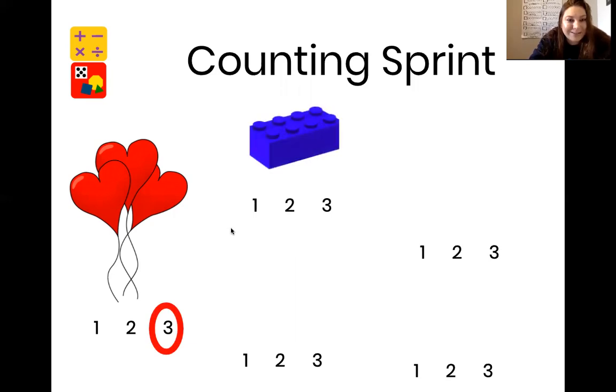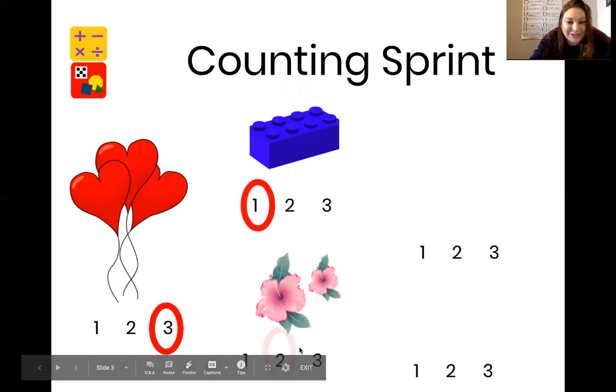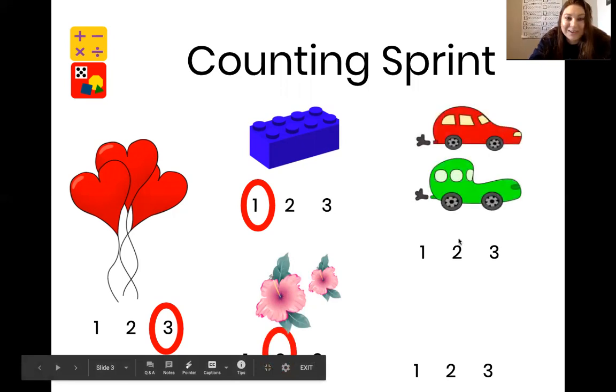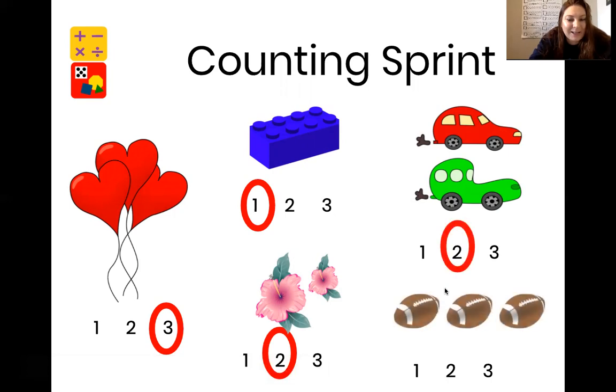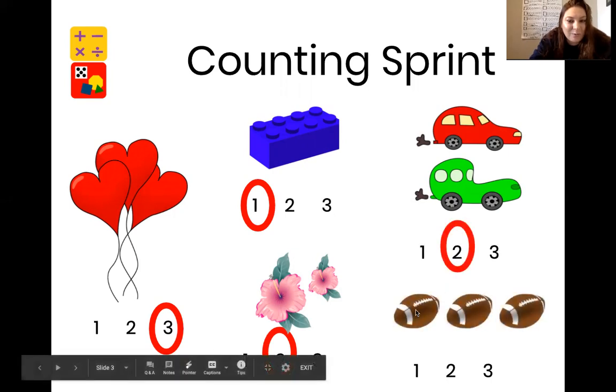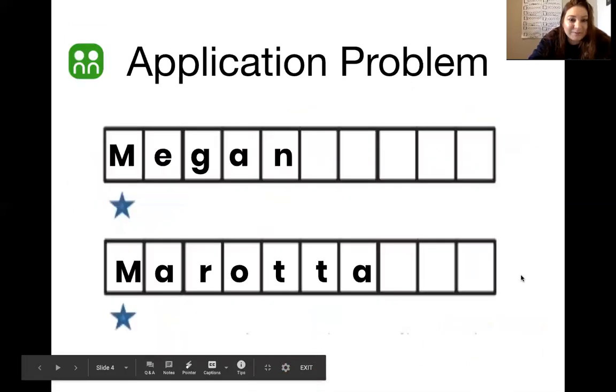Next picture. How many Legos? Yes, 1 Lego. How many flowers? 2 flowers. 1 and 2. How many cars? Great job. 1 and 2. We see 2 cars. Last but not least, footballs. We see 3. 1, 2, 3. Scholars, kiss your brain. Your counting is getting so good.